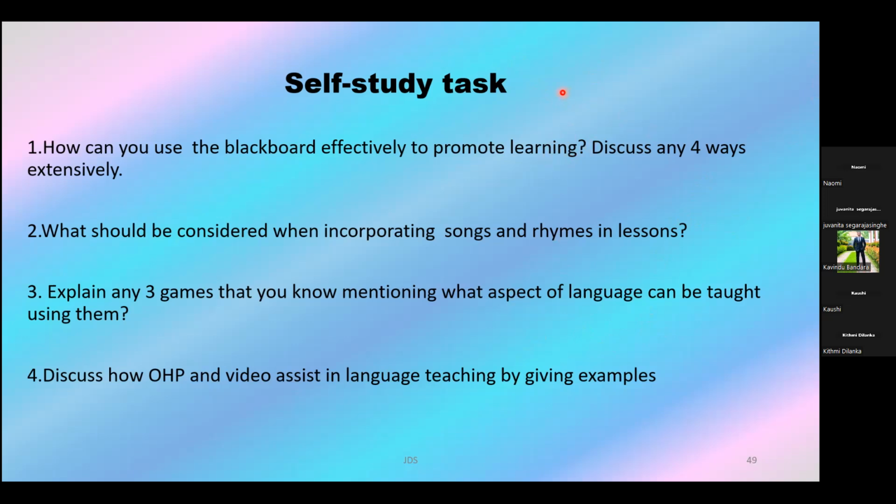Have you sent the previous week's self-study task? Yes, madam. If at all you haven't completed it, make sure that you finish it, right? Don't have it in arrears. You will be struggling at the last moment.